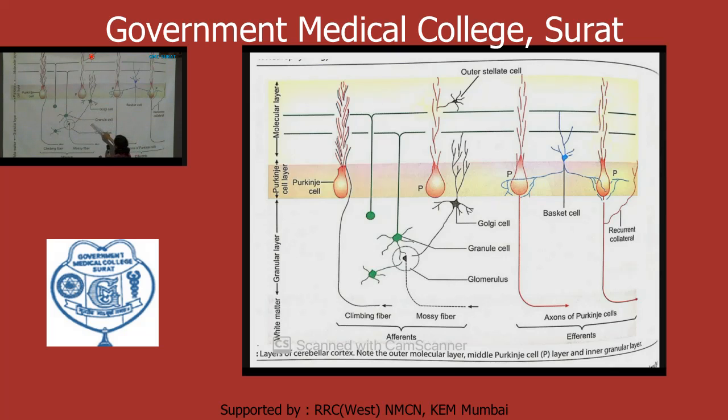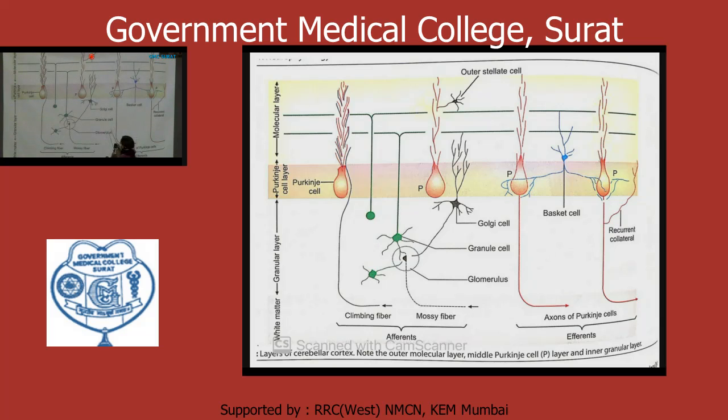The axons of these granule cells form the parallel fibers in the molecular layer. In the molecular layer, the axons of granule cells divide in two and form a T-like structure. These fibers are known as parallel fibers. Parallel fibers are nothing but the axons of the granule cells.